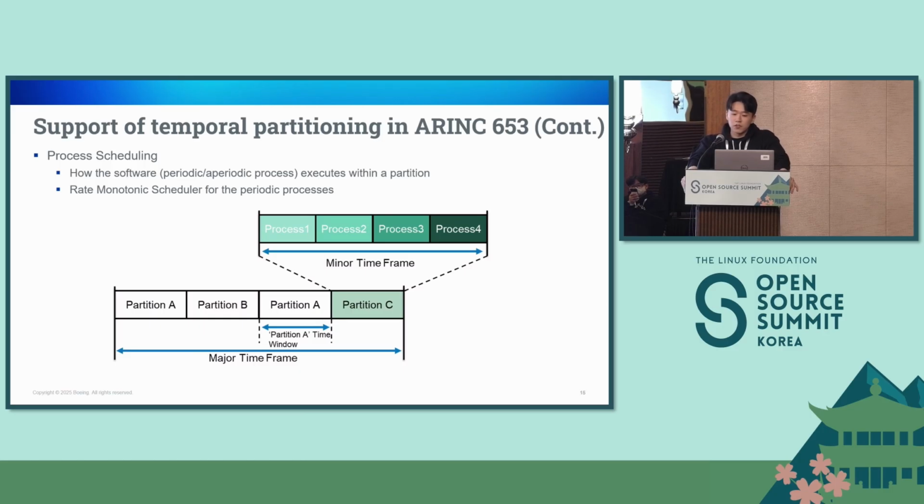The key objective is to maintain a fixed period by executing periodic processes strictly for their defined duration, following a priority order from highest to lowest. While the Linux kernel offers various schedulers like RT, FIFO, and deadline, rate monotonic scheduling for periodic processes is crucial for meeting the temporal partitioning requirements specified in ARINC 653. Aperiodic processes, on the other hand, are triggered by external or internal events.